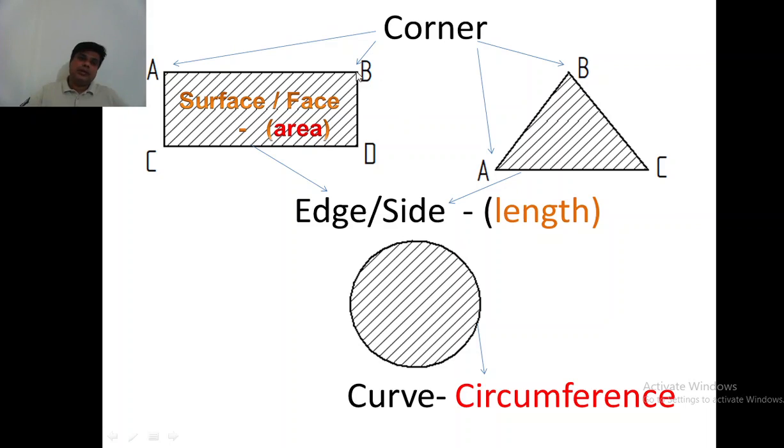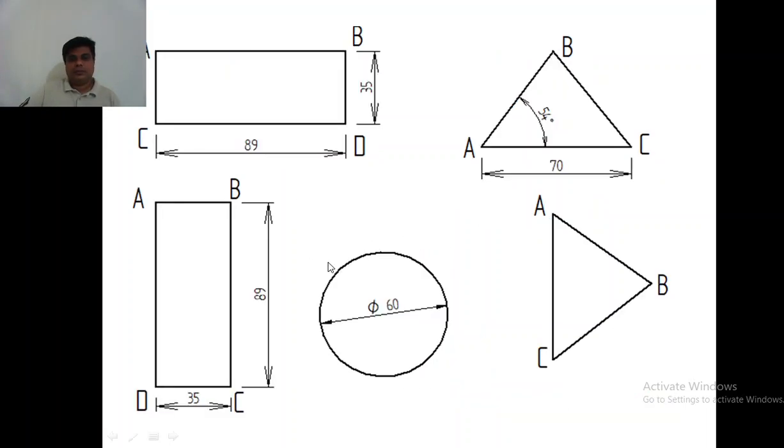So we have point, corners ABCD, edges or side AC, CD, DB, BA, like that. Then we have the surface or face of a plane, which is given by areas. The edges and sides are given by length or distance.